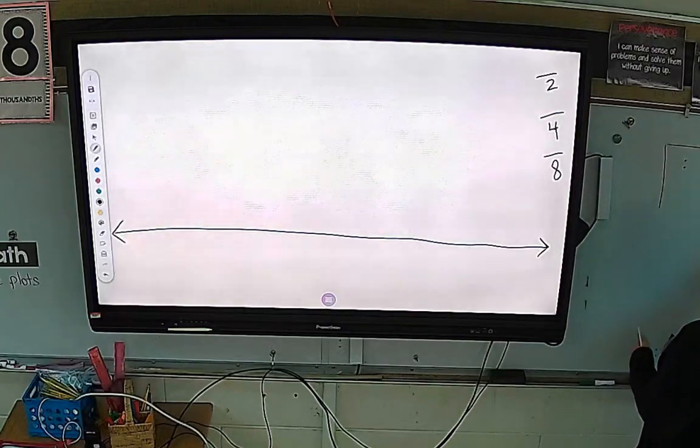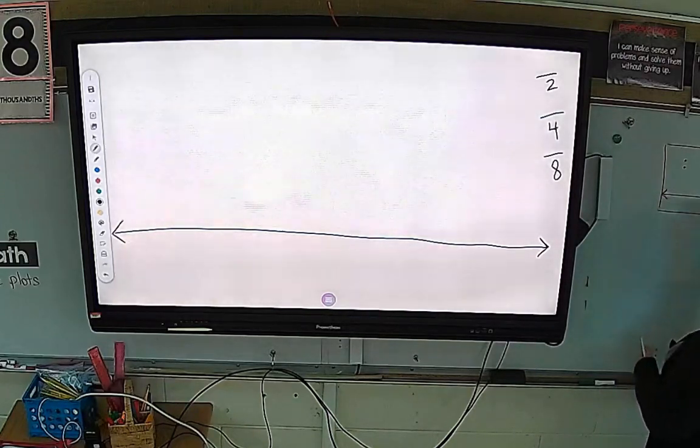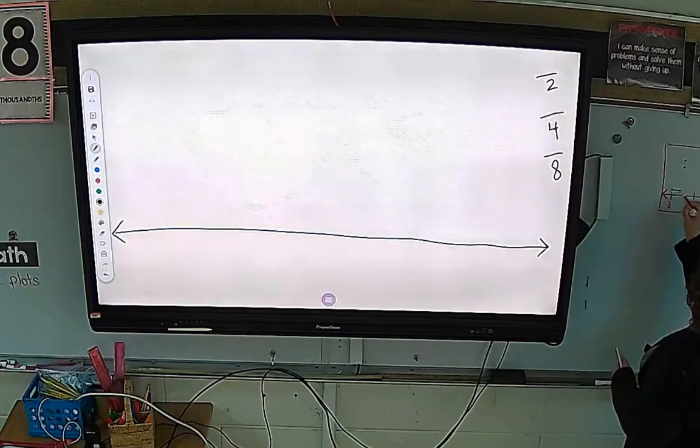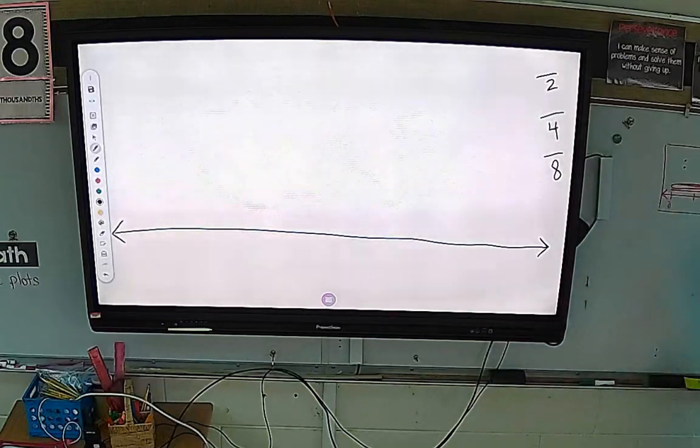So if this was my card right here, and I had a number line and a paper clip up above it. How many pieces is my number line cut into? Four. Okay, so how many pieces long is my paperclip? Yeah. Two. Okay, that's what I need you to do right now. And yes, you can write that fraction on your card. How many pieces long is your number line? That's your denominator. How many pieces long is your paperclip? That's your numerator.